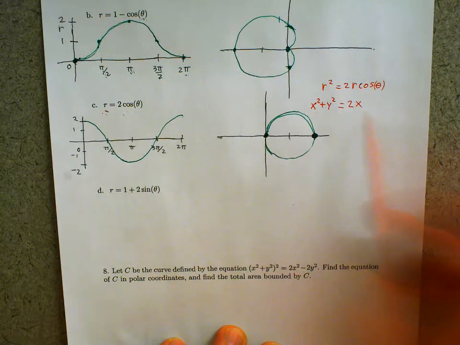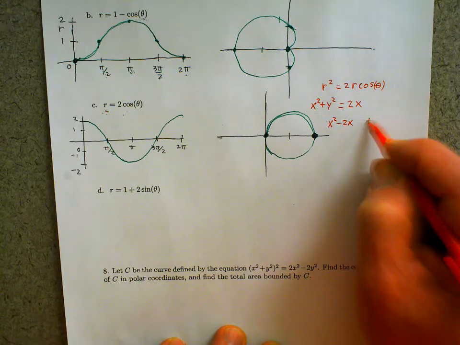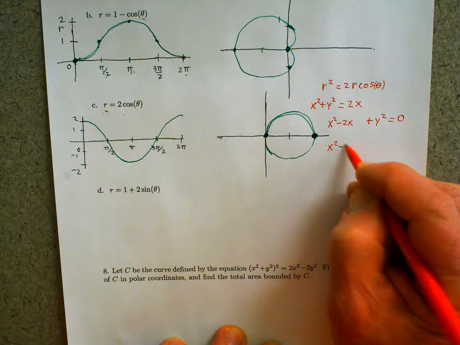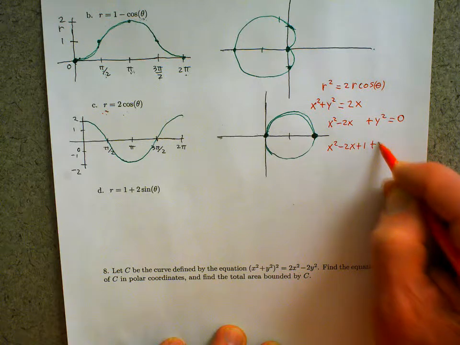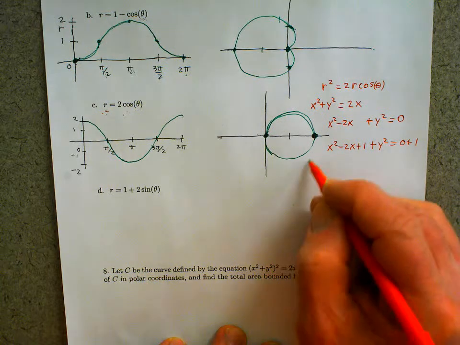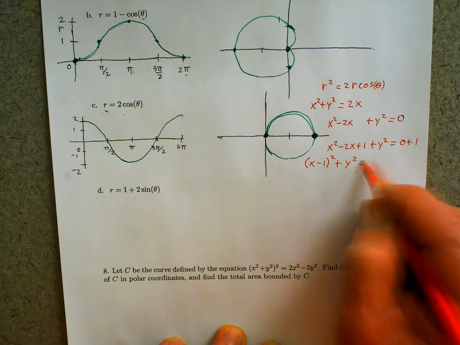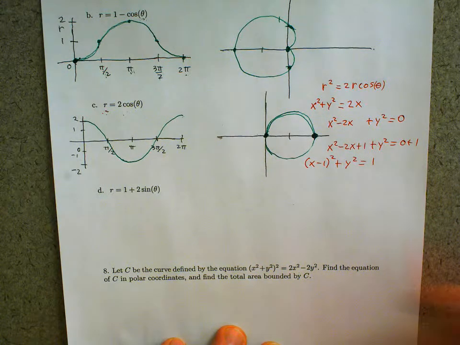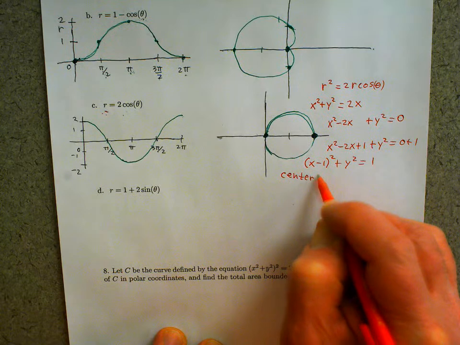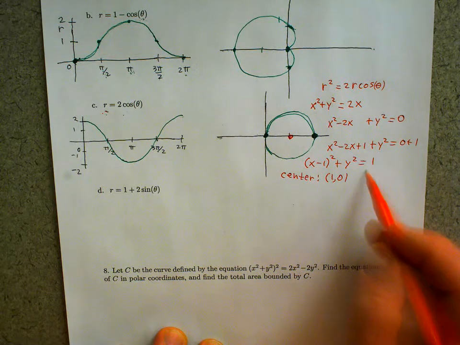It's not in standard form. We can get it in standard form if we first subtract 2x from both sides, and then complete the square. We get x squared minus 2x plus 1 plus y squared equals 0 plus 1. And then the standard equation, x minus 1 squared plus y squared equals 1. So the center of our circle is the ordered pair (1, 0). We can see that there, and the radius is 1.